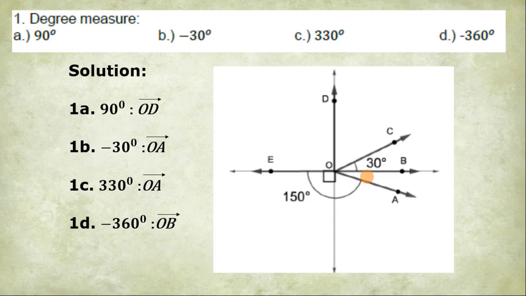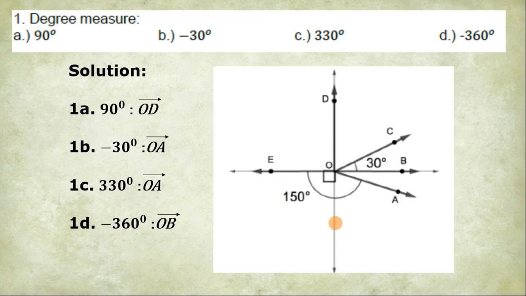So that justifies letter B. For letter C, it's 330 degrees. It's a positive angle, so from ray OB, which is the initial side, we move counterclockwise, and this is 90 degrees plus another 90. We have 180 degrees, and plus another 90, we have here 270 degrees.